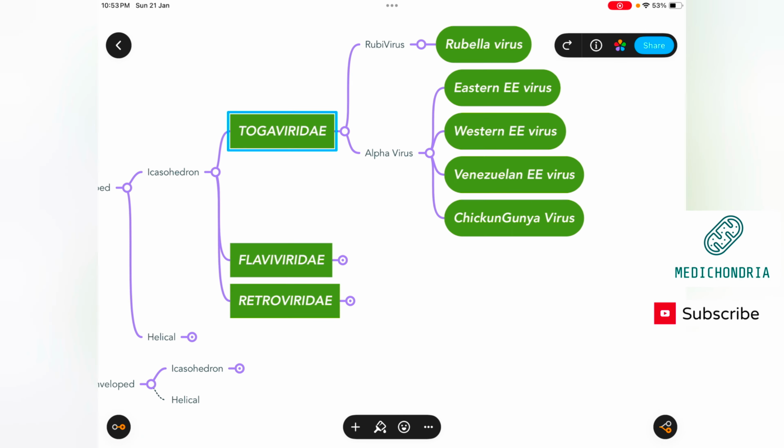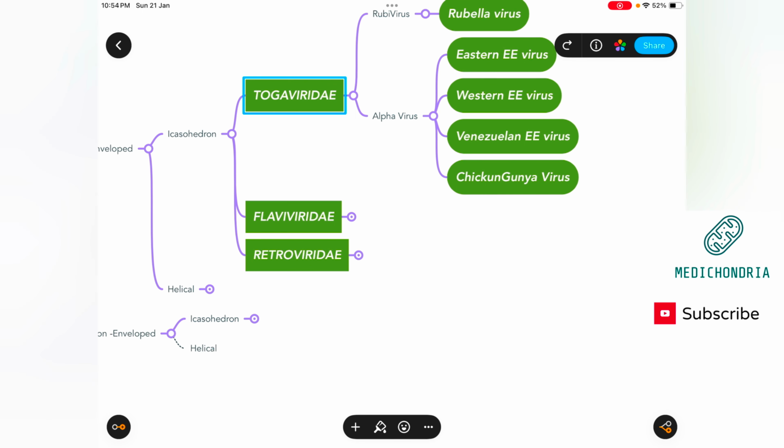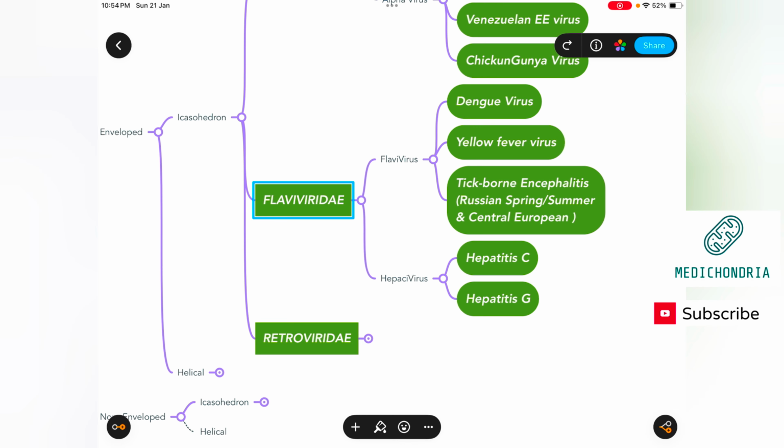If you see in the Togaviridae, we have rubiviruses. Rubiviruses include rubella virus, and alphaviruses. These include encephalitis viruses like Eastern and Western equine, Venezuelan, and chikungunya viruses. So over here the Togaviridae is just like that, and we have Flaviviridae.